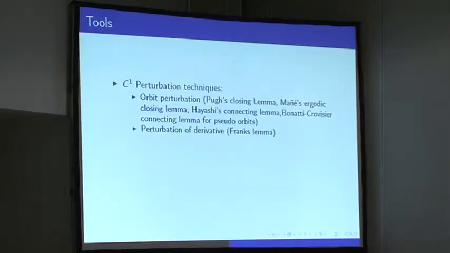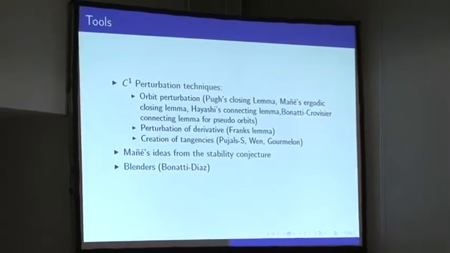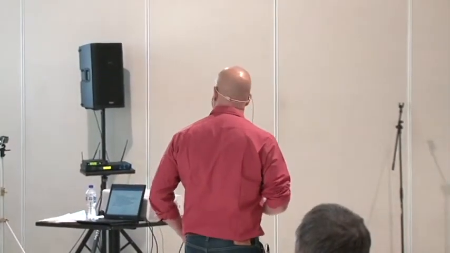There is also a result called Frank's lemma, which helps us understand how we can perturb the derivative in the C1 category, and also how to create conditions to create tangencies. This is something that we did with Enrique and was extended by Lanwen and then by Nicolas Cook-Melon. Magnet's ideas from the stability conjecture. There is also the very nice notion of blenders, created by Lorenzo Diaz and Christian Bonatti. And there are many other things that it will be impossible to list here.